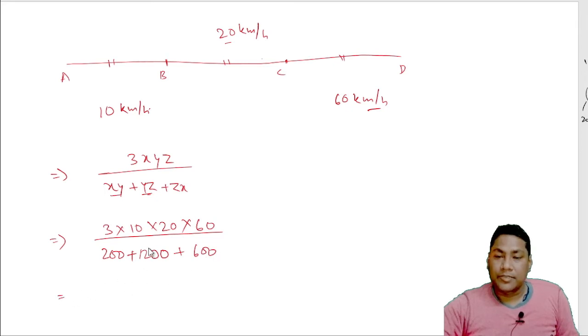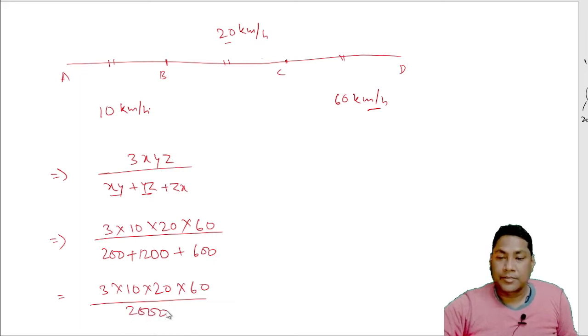Now we'll solve it. It will become 3 times 10, 20 and 60 divided by 200 and 1200, 1400 plus 600, 2000. Now 0s cancel, 2 and 2 cancel, it will become 3 times 6, 18. So friend, the average speed will become 18 km per hour.